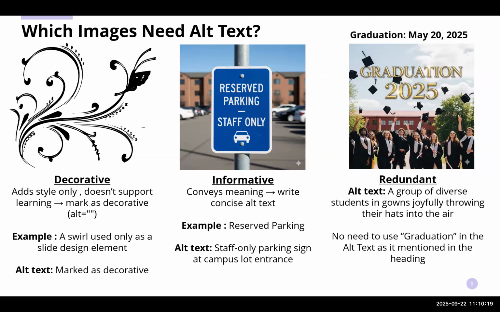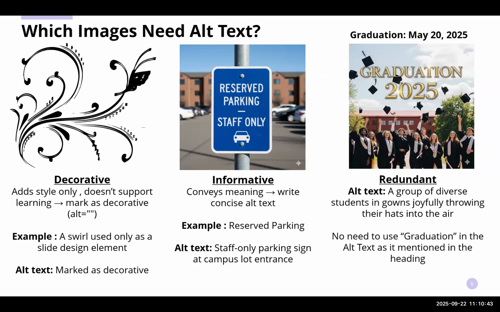Next, we have redundant images. These are visuals that repeat information which is already right there in text form. For example, if you look at the picture here, we also have text that says graduation May 20th, 2025. Now, this text could be an article heading or anything. And you also have an image. So there are two scenarios.